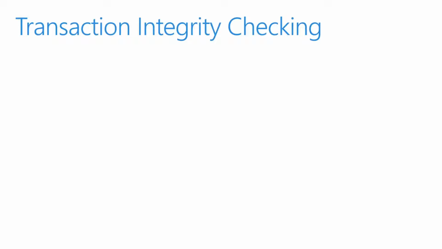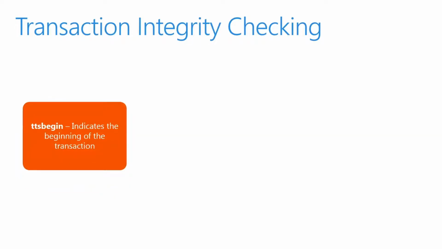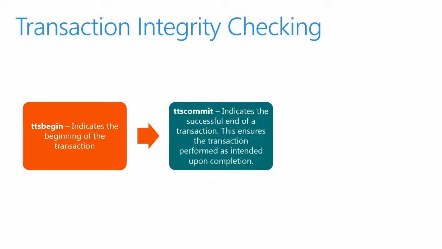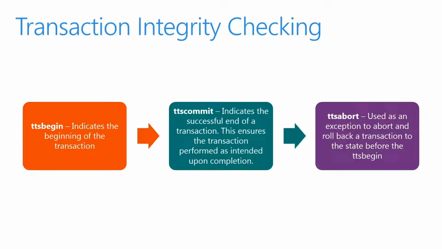We have a few key words that will help in integrity checking. First is TTS begin. This indicates the beginning of the transaction. We then have TTS commit, which indicates the successful end of a transaction. This ensures the transaction performed as intended upon completion. And then lastly, we have TTS abort. This is used as an exception to abort and roll back a transaction to the state before the TTS begin.